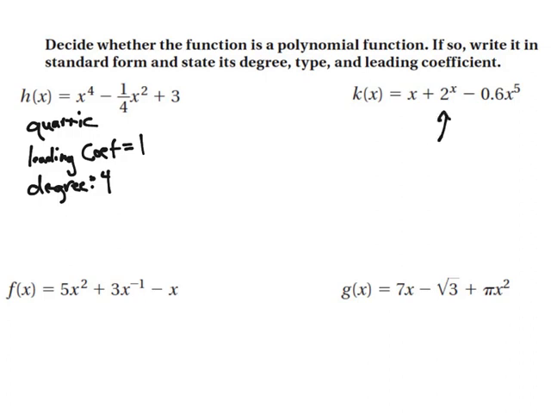This one is not a polynomial function. The reason is because x is in the exponent, so therefore it is not a polynomial function. What that means is it won't pass the vertical line test. This one is also not a polynomial function, and that would mean that x is on the bottom. So therefore, not a polynomial function.